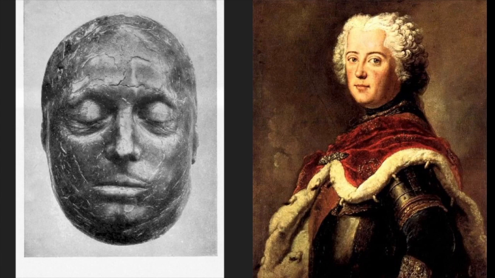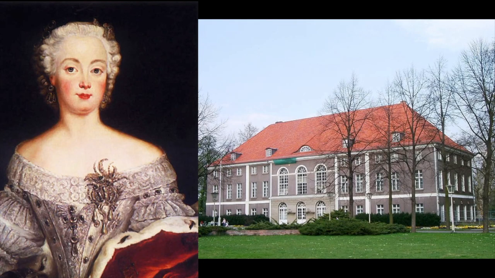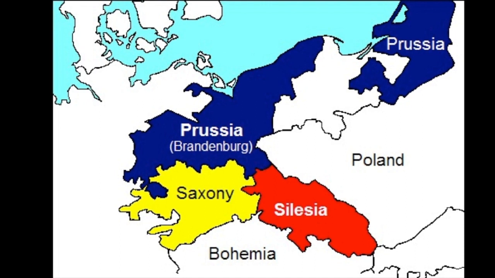First thing that Frederick does, divorces his wife. Bye-bye, Elizabeth. It's kind of sad. Frederick never loved you. But, hey, check out that house there. You get to live there forever. And the state of Prussia will take care of you. But you're divorced. Bye-bye. Next. The goal is to turn Prussia into a powerful state in Europe.